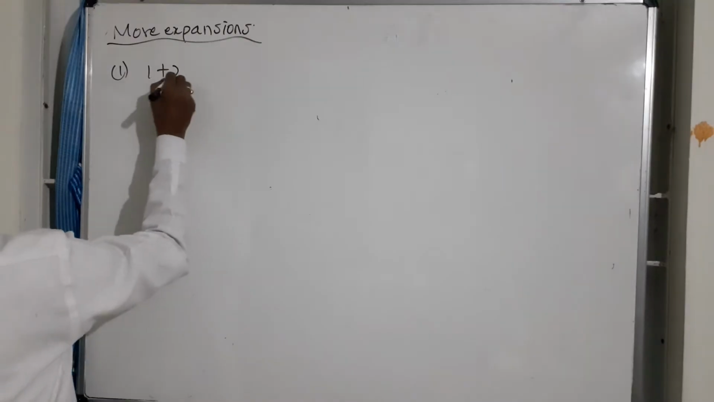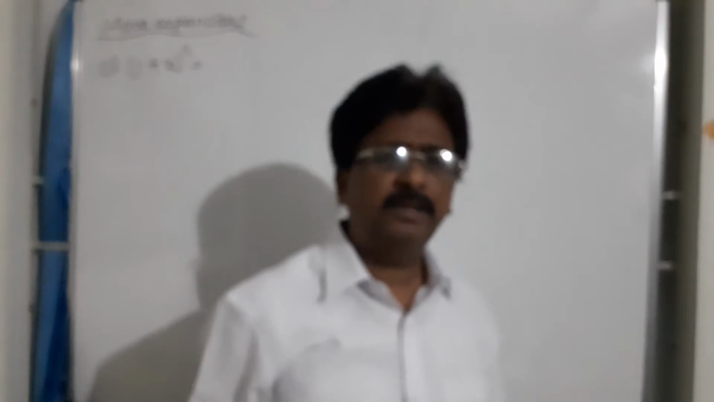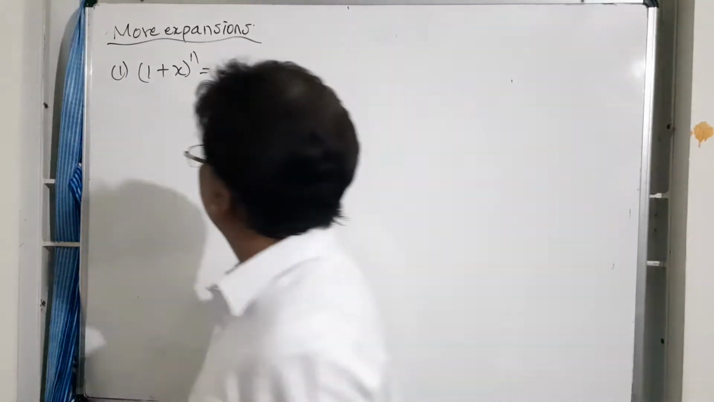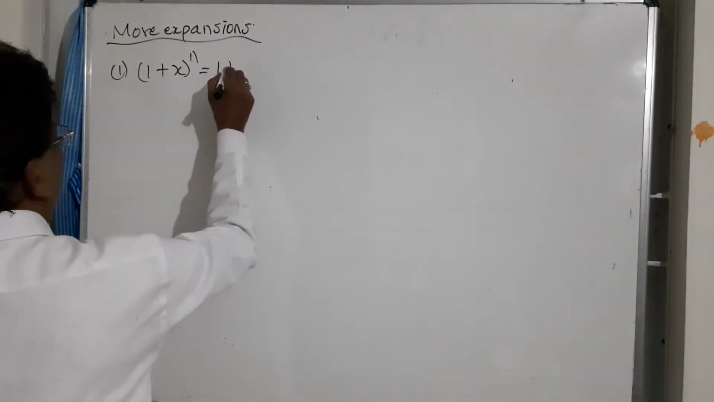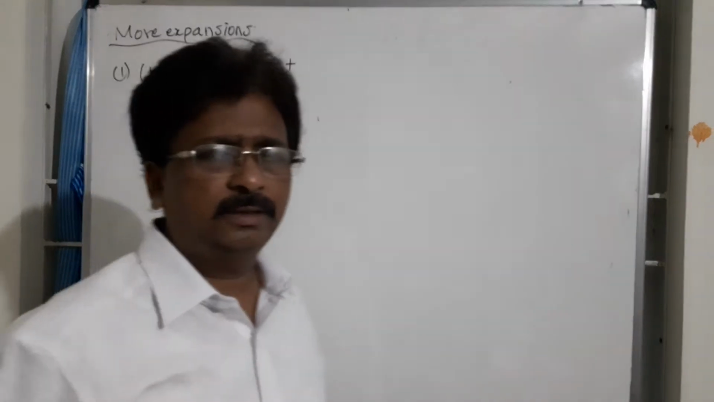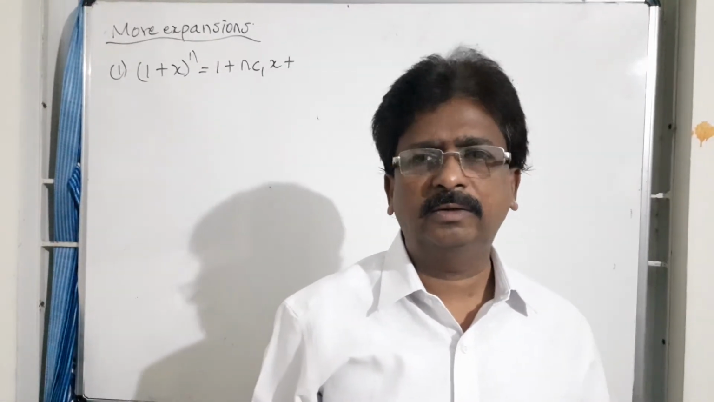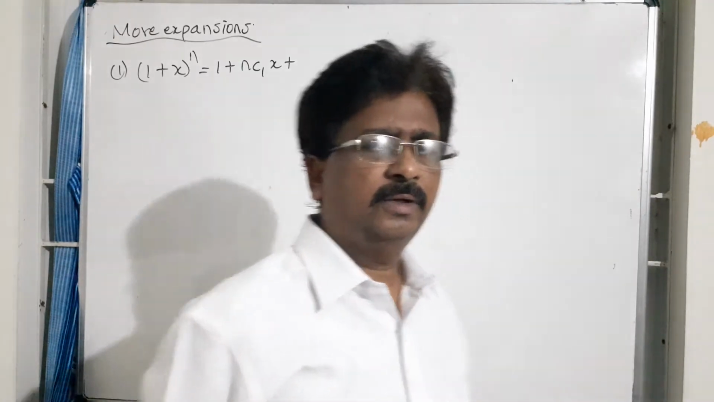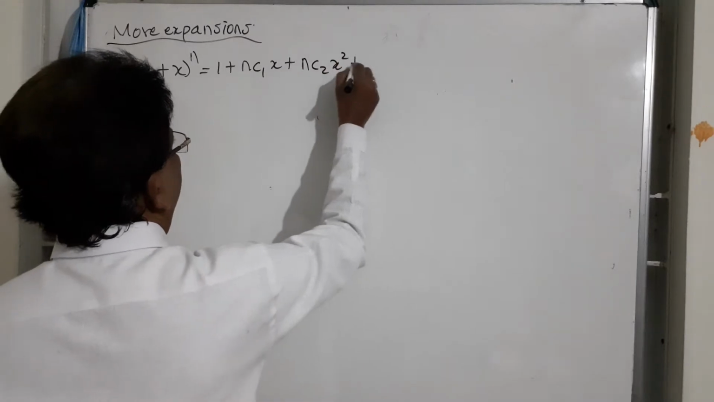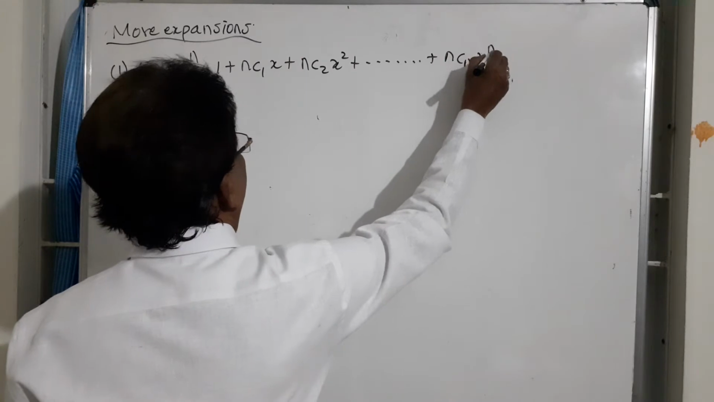Just (1 plus x) to the power of n expansion. This expansion frequently occurs in our binomial topic, therefore let us write it. The first term is nC0, and that value is equal to 1. So directly we can write 1 plus nC1 into x plus nC2 into x square plus so on, plus nCn into x power n.